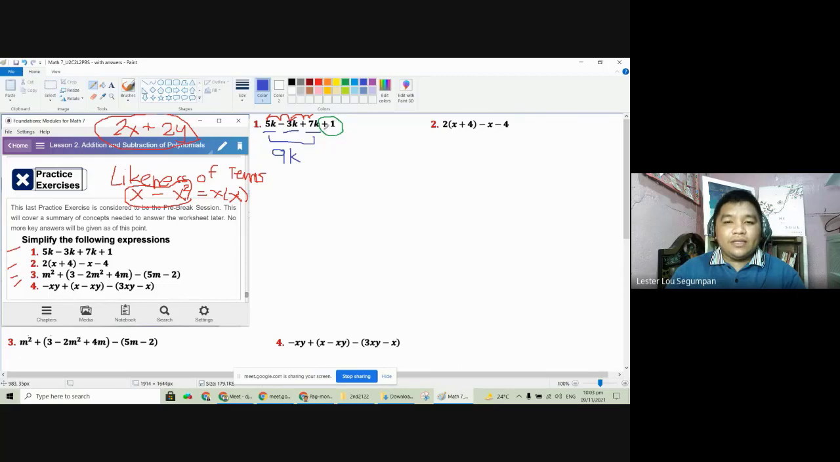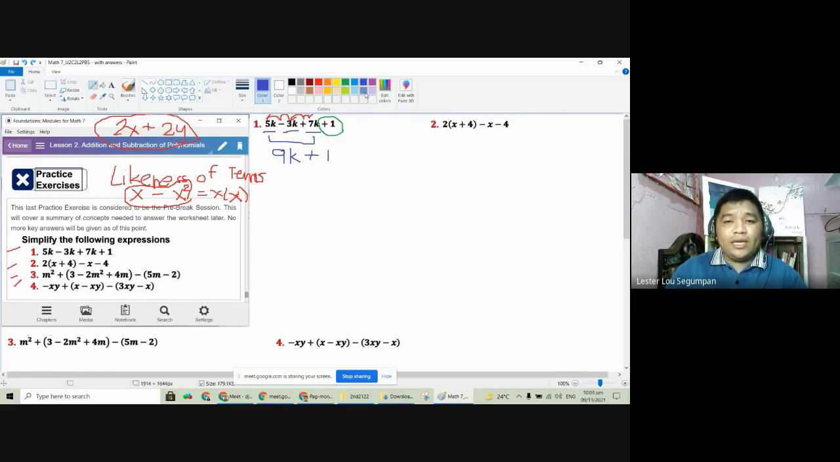How about the positive one here, or the plus 1, the last term? Just simply add here plus 1. We cannot combine them and say, I have here 10k because I added 9 and 1. We cannot do that because 1 here is not with k. They are unlike terms, so the final result is this one.